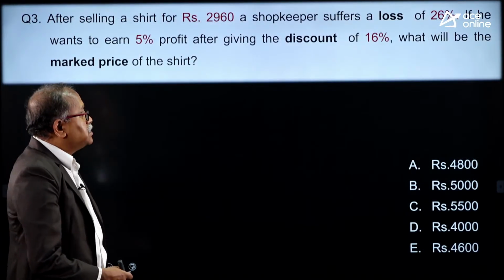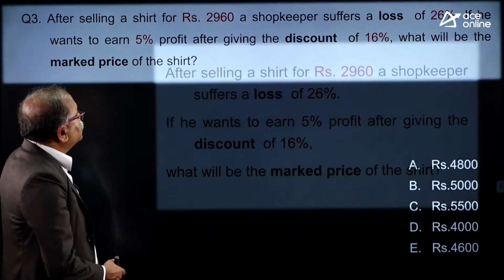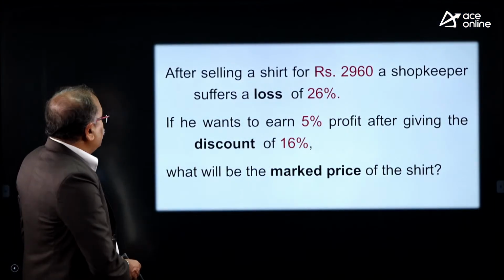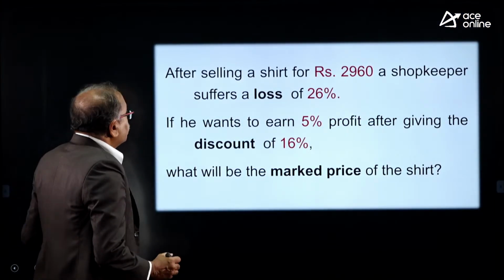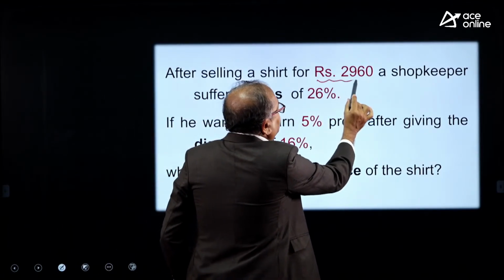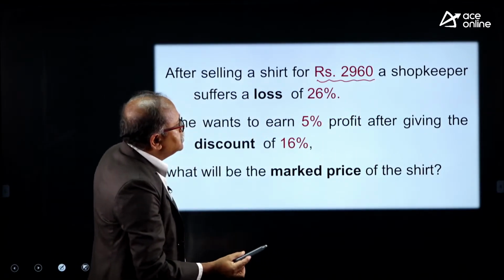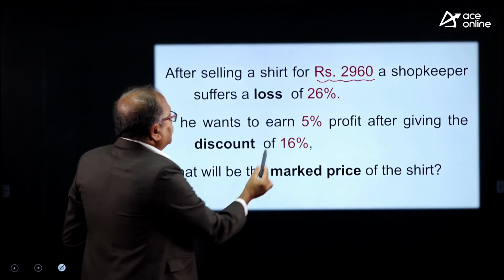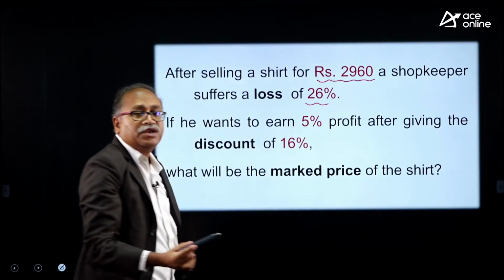The very first thing, I will have a closer look at this question, and then we will move on to the solution part. What is said here? After selling a shirt for rupees 2,960, a shopkeeper incurs a loss of 26%.